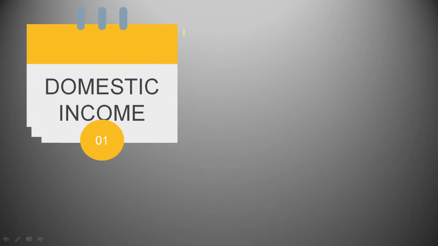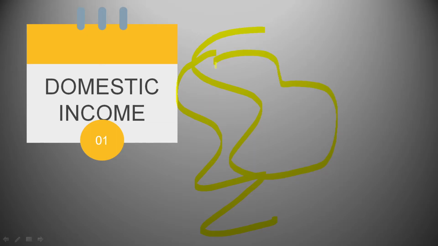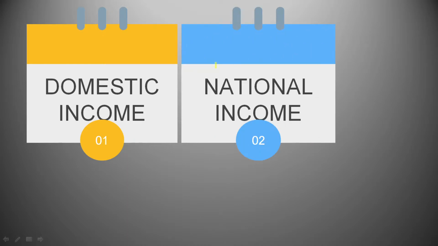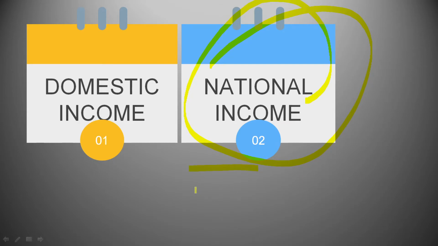Next, let us look at domestic income. What is domestic income? It's the sum total of factor income that is generated within the domestic territory of a country, no matter who generates it, whether a normal resident or a non-resident. Now national income, we already know, is the sum total of factor income earned by the normal residents of a country, no matter where it's generated, within our domestic territory or outside it.